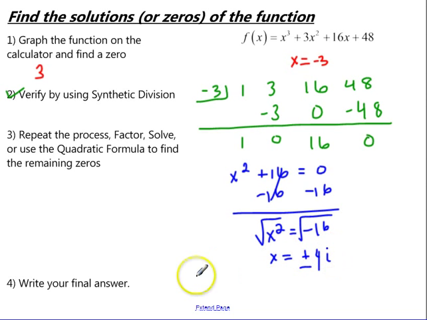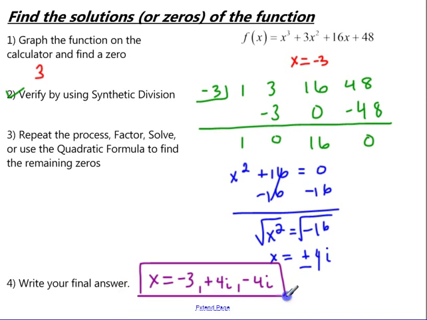So we want to write our final answer, which is all the zeros of the function. We have x is equal to -3, the one we found on the calculator, and then these 2 additional ones, positive 4i and then negative 4i. These are going to be the 3 zeros of the function. And just like the fundamental theorem of algebra told us, we would have 3 zeros of this function because the highest degree is 3.